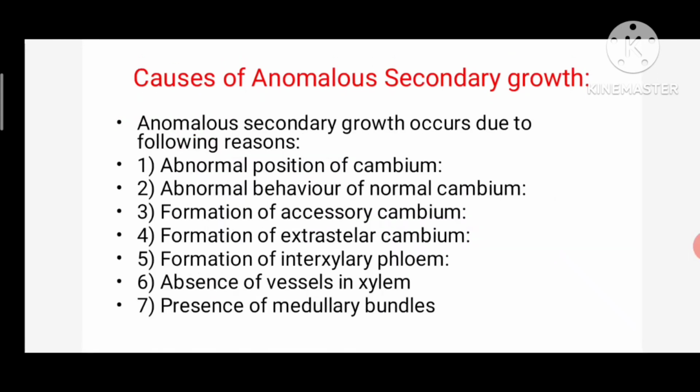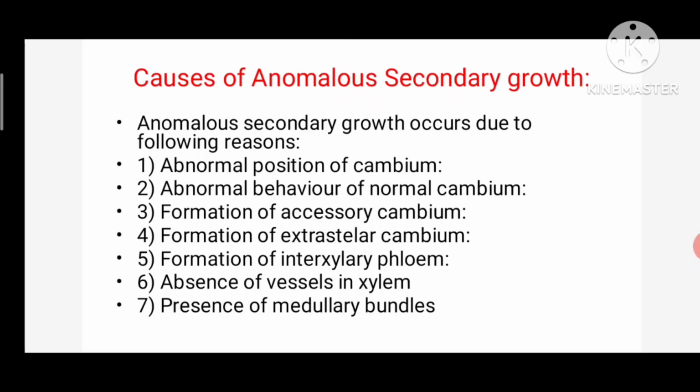Causes of anomalous secondary growth. Anomalous secondary growth occurs due to the following reasons. Number 1, abnormal position of cambium. Number 2, abnormal behavior of normal cambium. Number 3, formation of accessory cambium. Number 4, formation of extrastellar cambium.